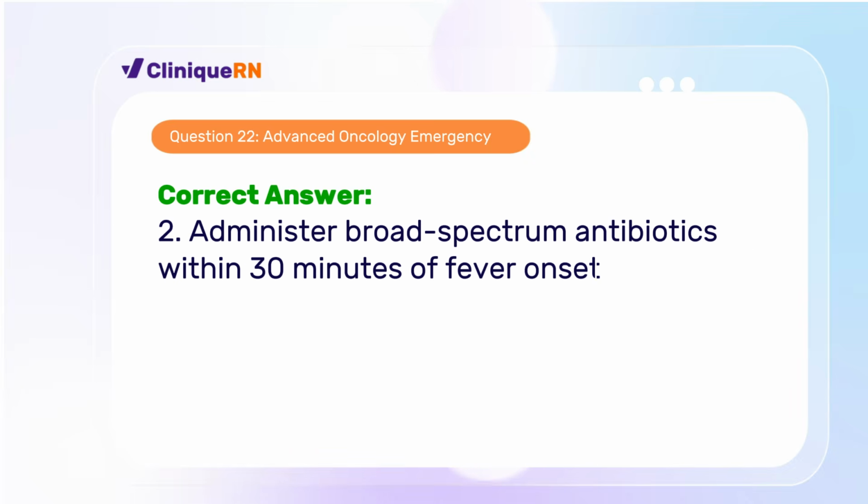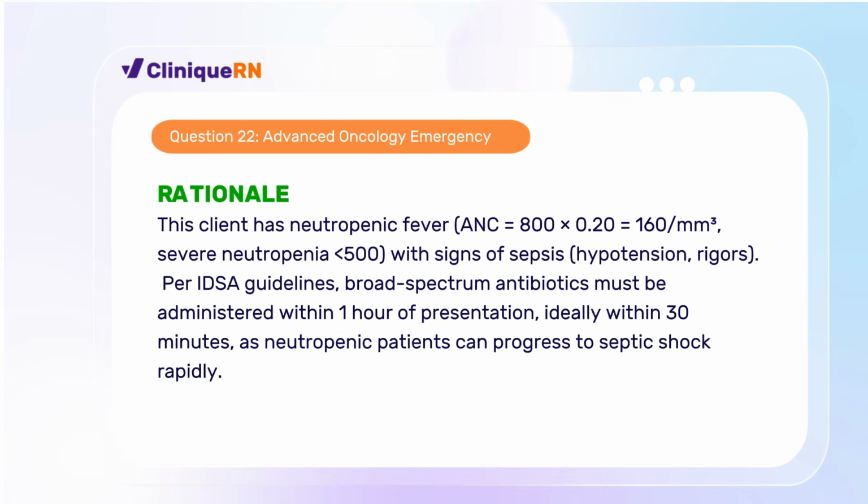The correct answer is 2. Administer broad-spectrum antibiotics within 30 minutes of fever onset. Rationale. This client has neutropenic fever. Absolute neutrophil count equals 800 times 0.2 equals 160 per cubic millimeter. Severe neutropenia is less than 500, with signs of sepsis: hypotension, rigors.